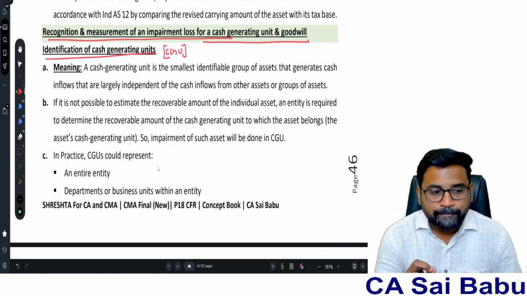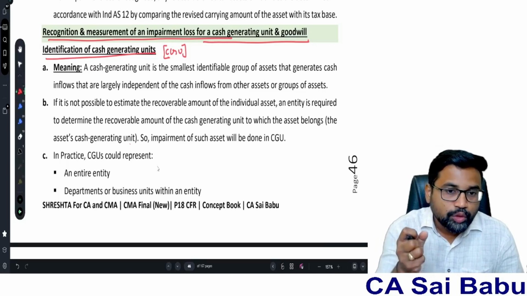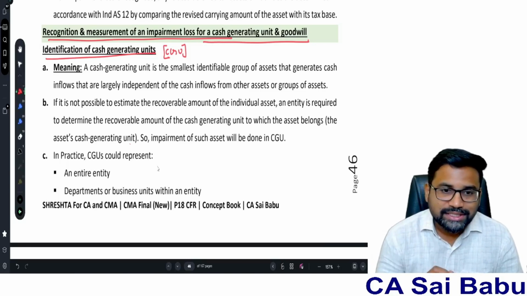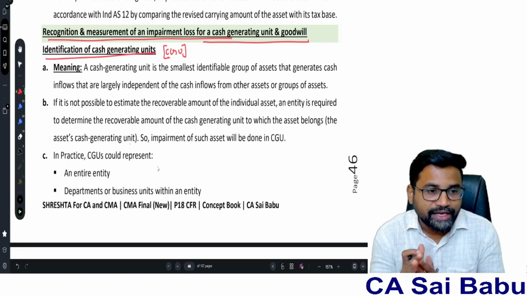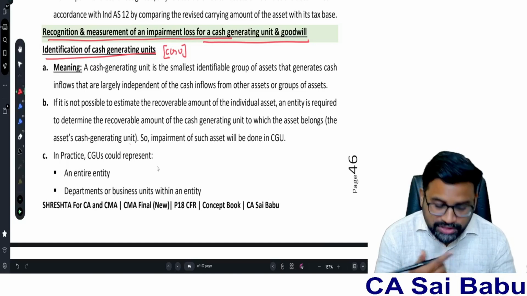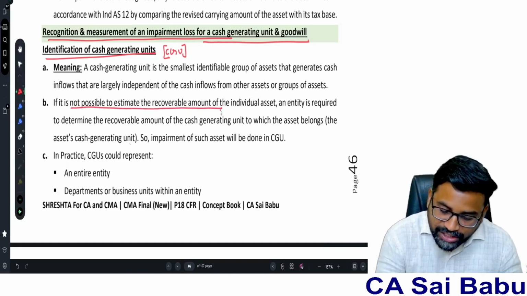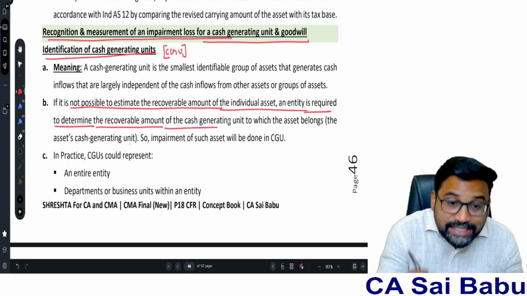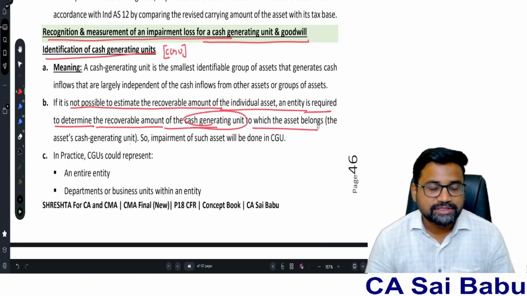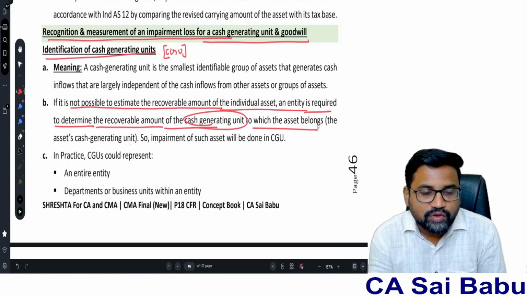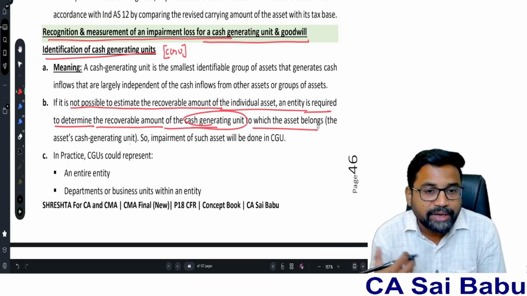See, sometimes we will treat a group of assets together as one unit and we will test the impairment for that group. Sir, why we will do this? See, it is very difficult to find out the recoverable value of each individual asset. It may not be possible to estimate the recoverable amount of the individual asset. Then an entity is required to determine the recoverable amount of the CGU to which the asset belongs. So individually you cannot determine the cash flows of that particular asset because it cannot generate independent cash flows.